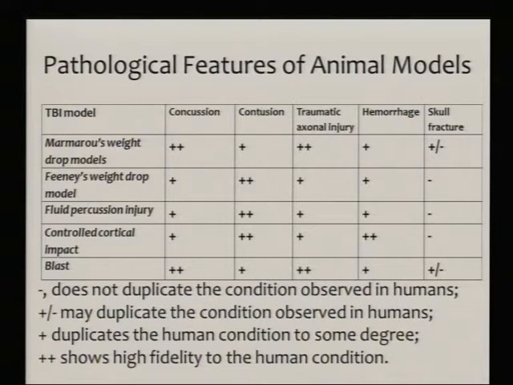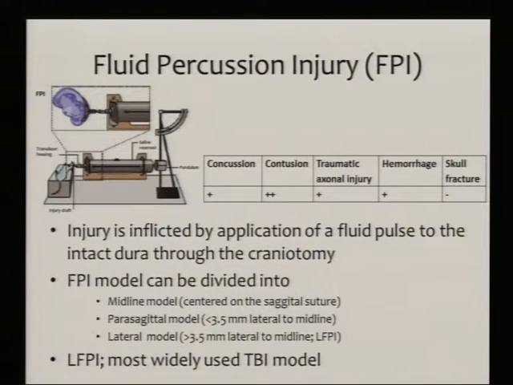These are the various pathological features which we can simulate using these models. By using the weight drop model, concussion and diffuse axonal injury are the two pathological conditions which we can simulate. Using the Feeney weight drop model, contusion can be simulated. The fluid percussion model is the most widely used animal model. Using this model, contusion can be very well recapitulated. And using the controlled cortical impact, both contusion and hemorrhage can be simulated.